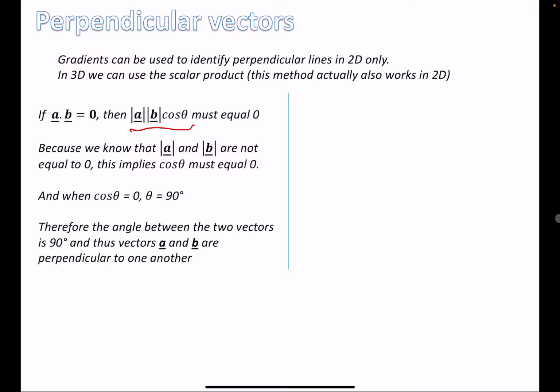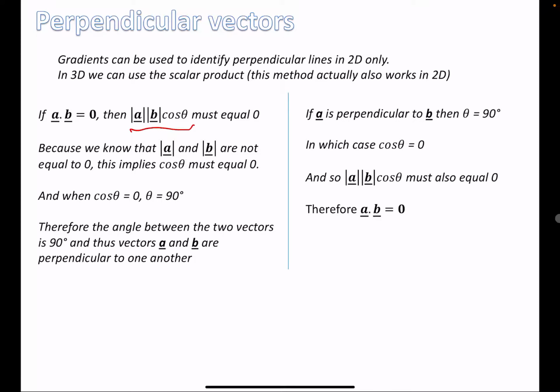Okay, so if you're asked to prove that two vectors are perpendicular, you can use this method, but this is telling us what happens when we have a scalar product equal to 0. So if a dot b equals 0, then it must mean that the two vectors we're dealing with, a and b, are perpendicular to one another.